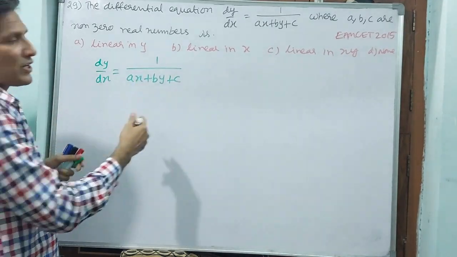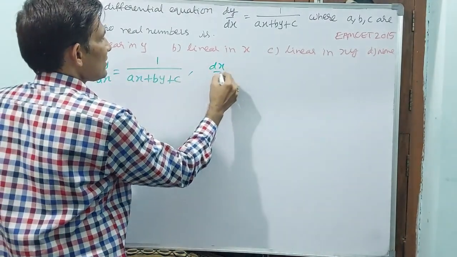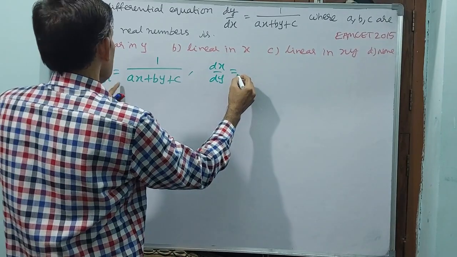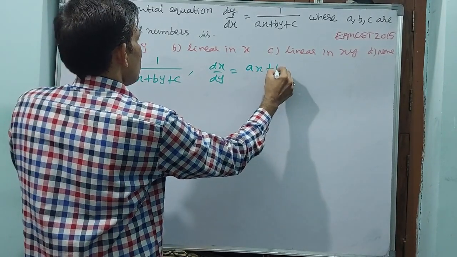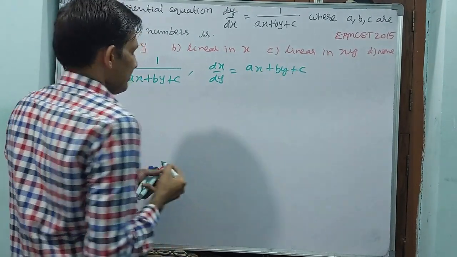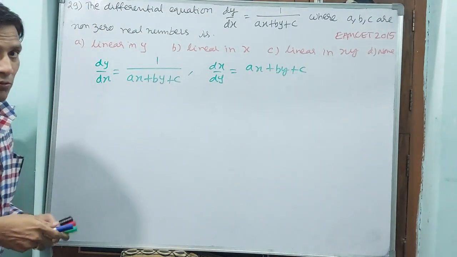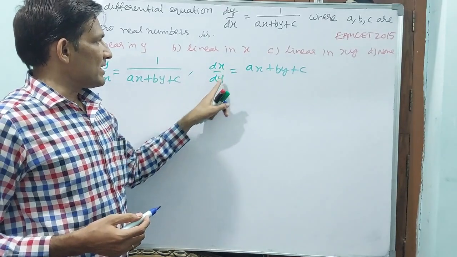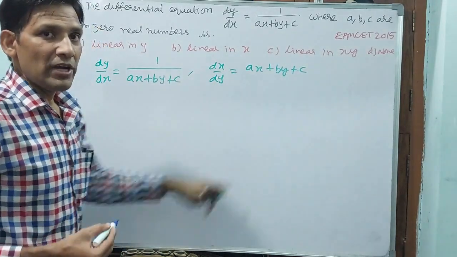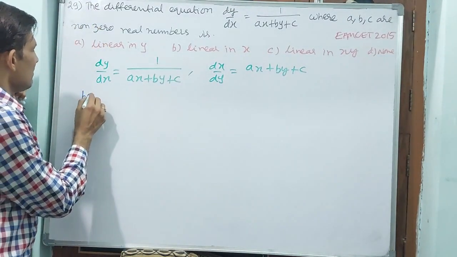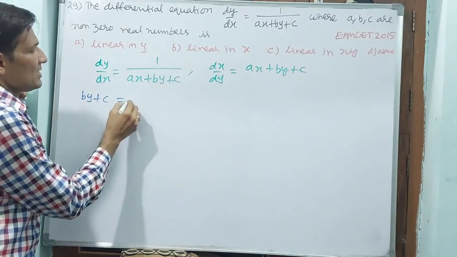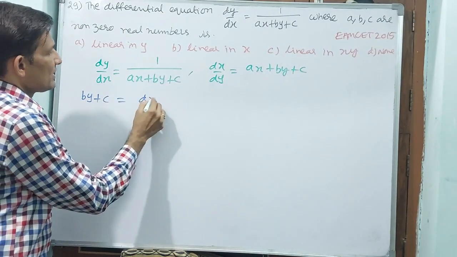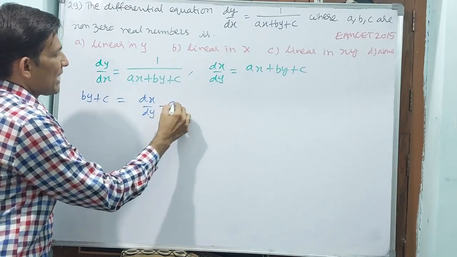I want to reciprocate. That means dx by dy is equal to ax plus by plus c. Now you see, I keep only by, because here dx by dy is there. That is why I am keeping by only. You see, by plus c is equal to dx by dy minus ax.